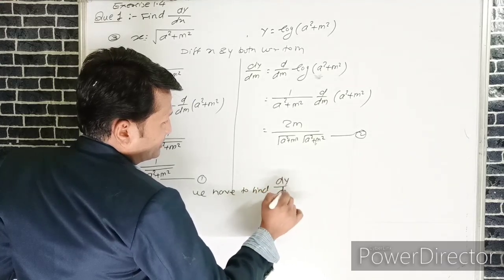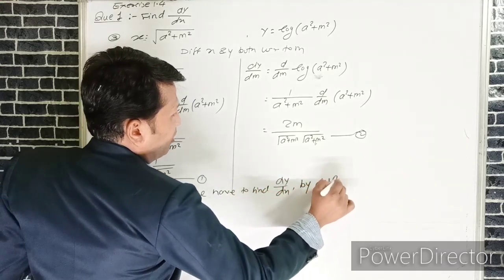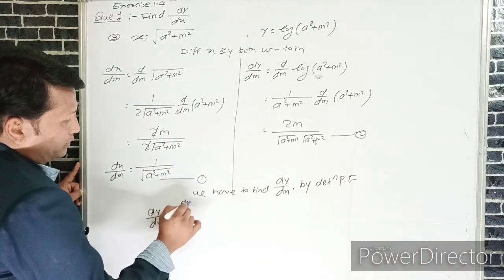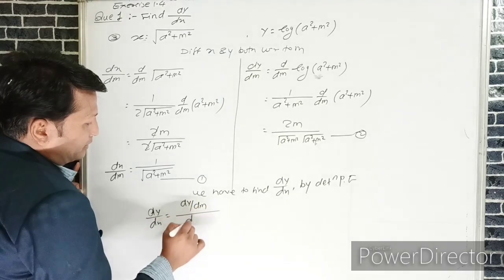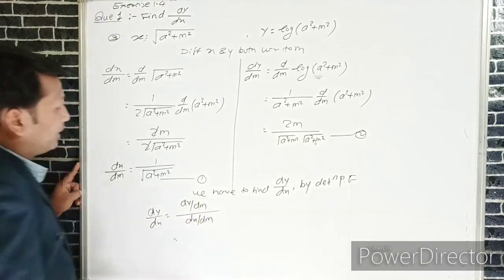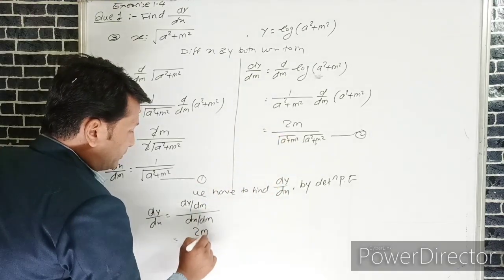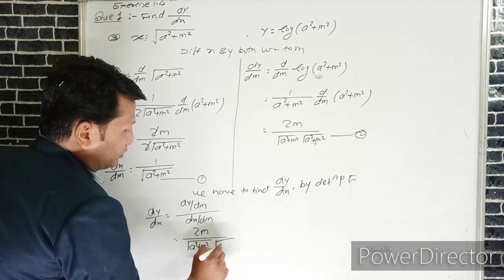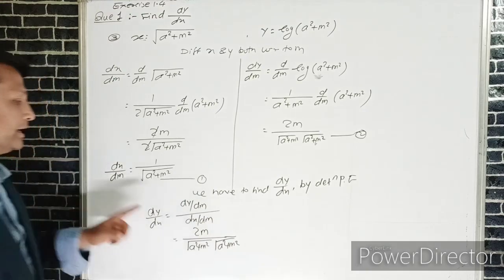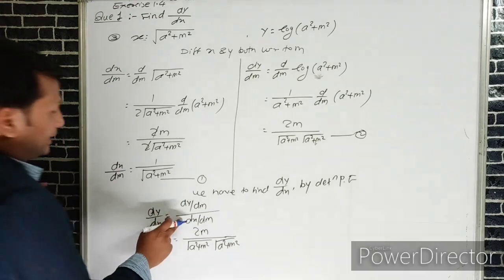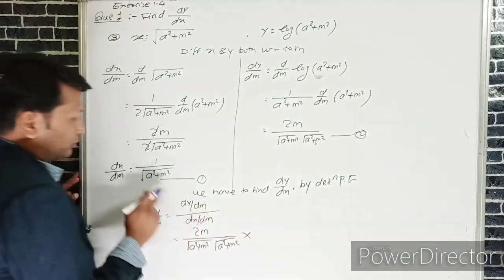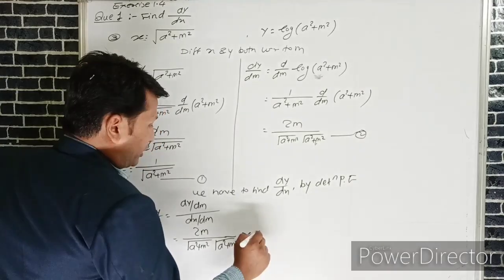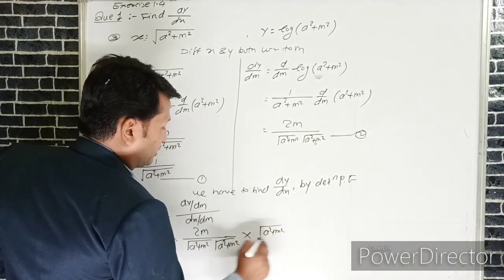dy upon dx. By the definition of a parametric function, we can write dy upon dx is equal to dy by dm upon dx by dm. The value of dy by dm is 2m upon a square plus m square, and dx by dm is in the denominator. If we have dx by dm as a multiple term, then we interchange numerator and denominator. We can write under root of a square plus m square upon 1.